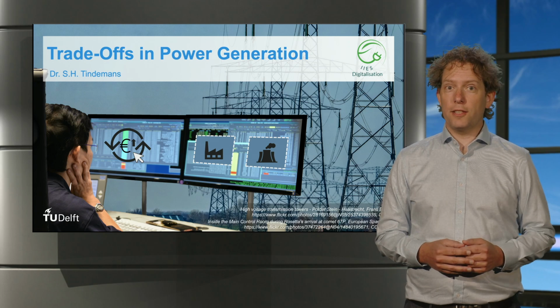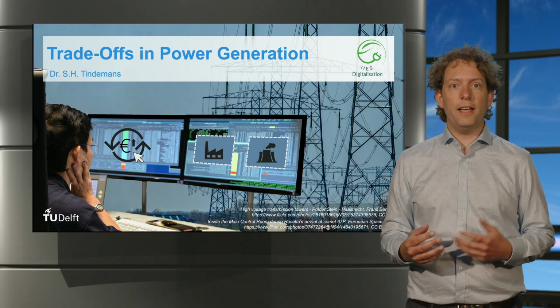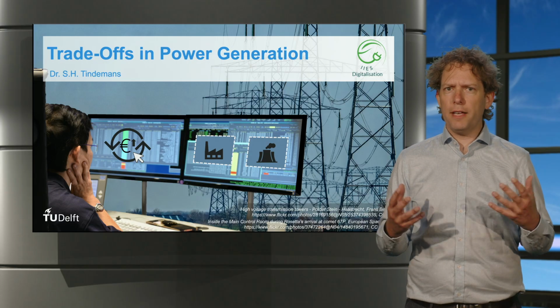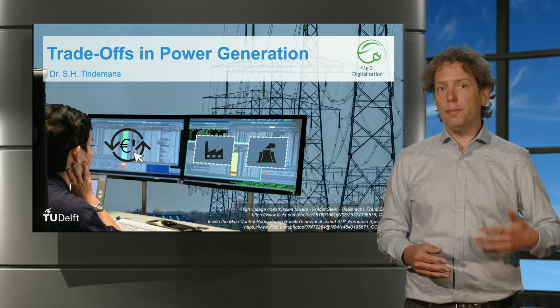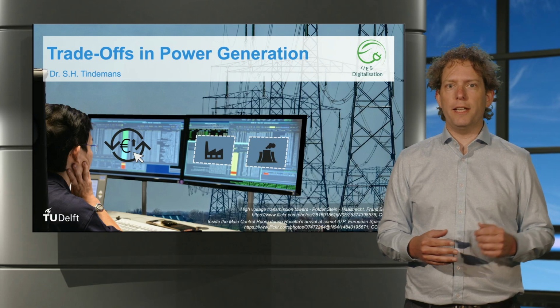Dispatch decisions in energy systems are about deciding who supplies energy, when, and where. How do we make those decisions? Often markets are involved, but let's assume that we are in charge, as a central planner.